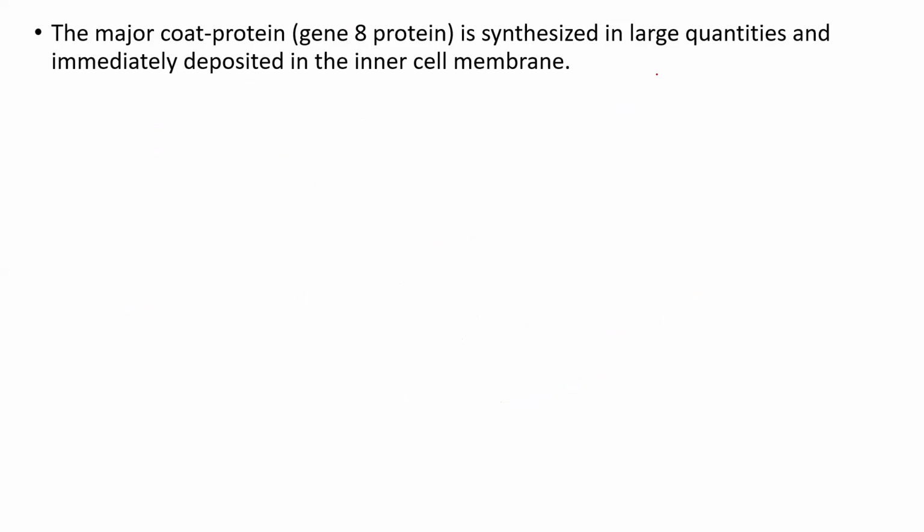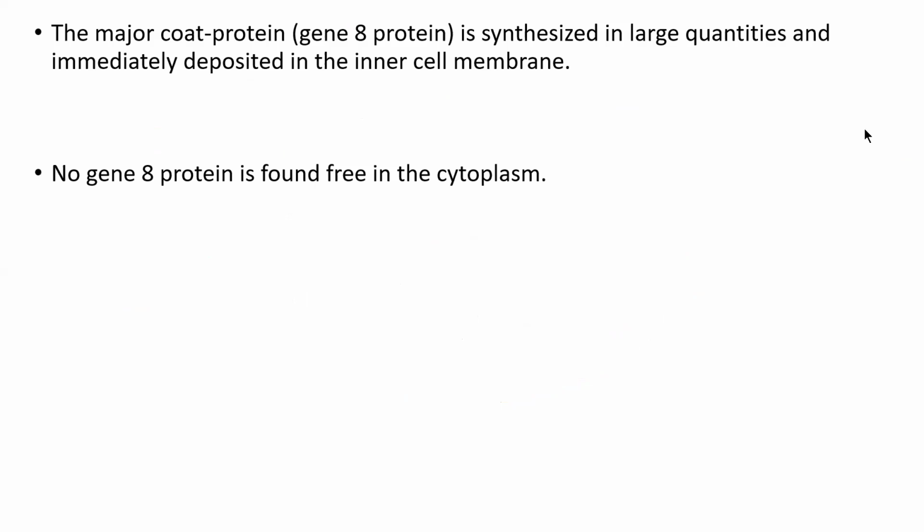The major coat protein, what we have spoken about in the initial part of the lecture, gene 8 protein or P8, which coats the DNA, is synthesized in large quantities because it's required in large quantities, and it's immediately deposited in the inner cell membrane. Some references also say that the assembly process is poorly understood for M13 because unlike other bacteriophages, the assembly takes place in the inner cell membrane rather than the cytoplasm. No gene 8 protein or P8 is found free in the cytoplasm.